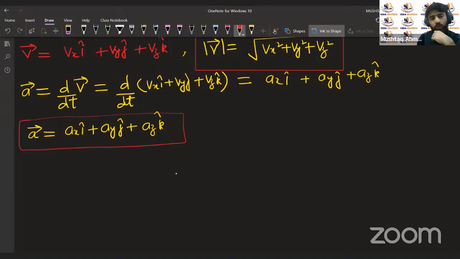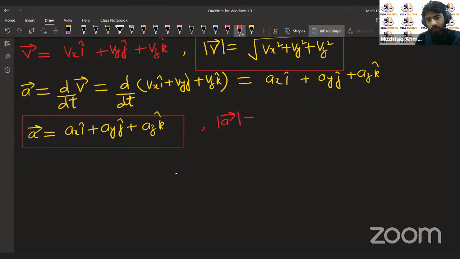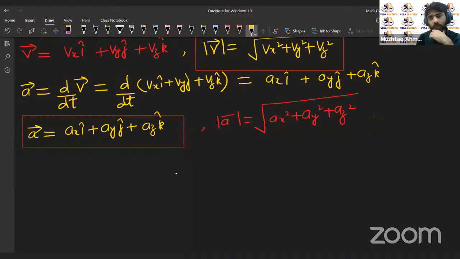ax is the component of acceleration along x, ay is the component of acceleration along y, and az will be the component of acceleration along the z direction. Similarly, if we have to find the modulus of this acceleration vector, that will be the square root of ax square plus ay square plus az square. So that's the magnitude of this acceleration vector.